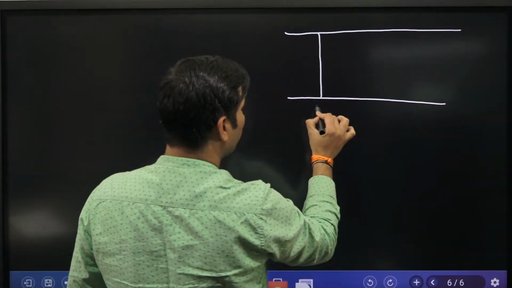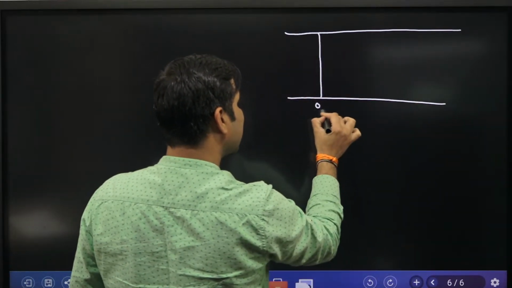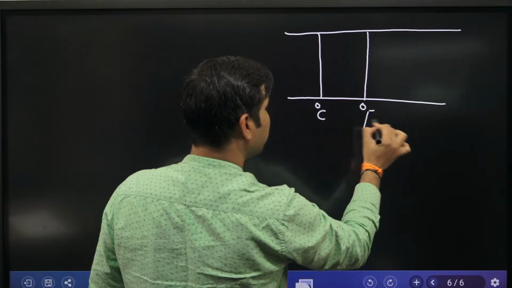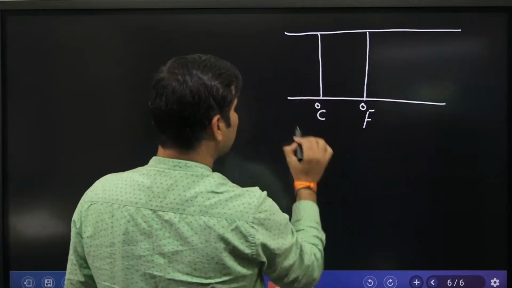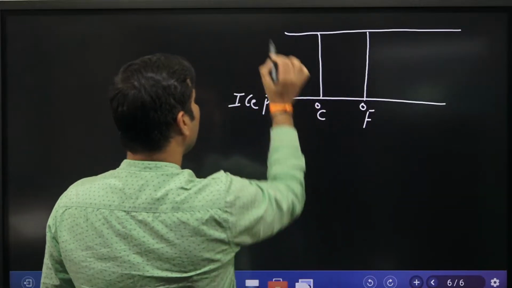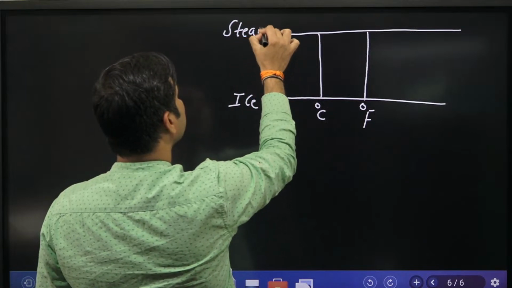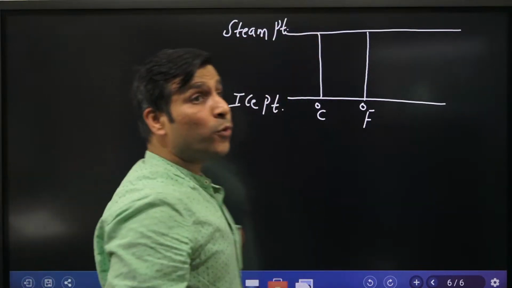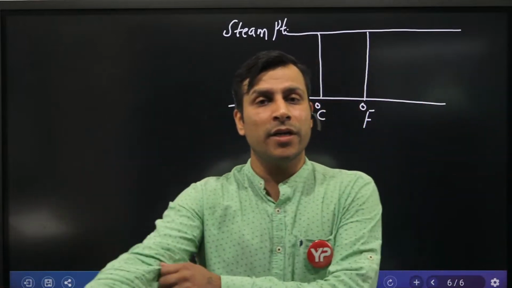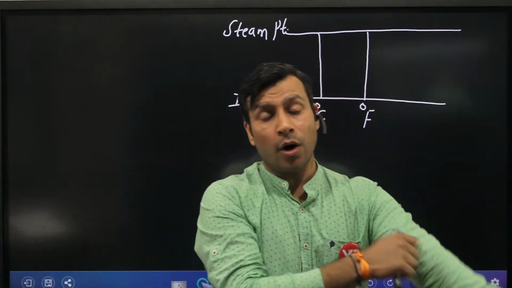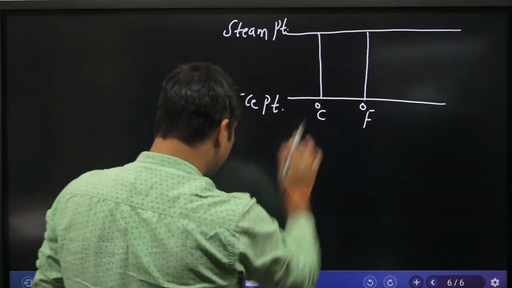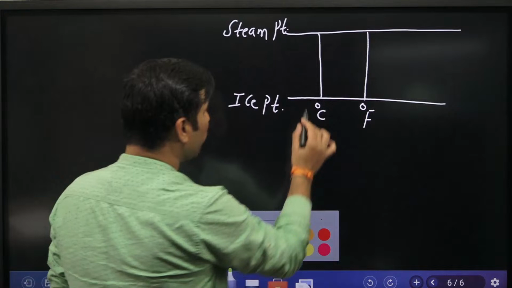So this I'm showing for degree Celsius scale, and this I'm showing for degree Fahrenheit. Just remember this, guys. This is the ice point, and this is the steam point. So if you want to carry out conversion from degree Celsius to degree Fahrenheit, or degree Celsius to degree Kelvin or Rankine, just remember in a degree Celsius scale, the ice point is 0 degree Celsius.